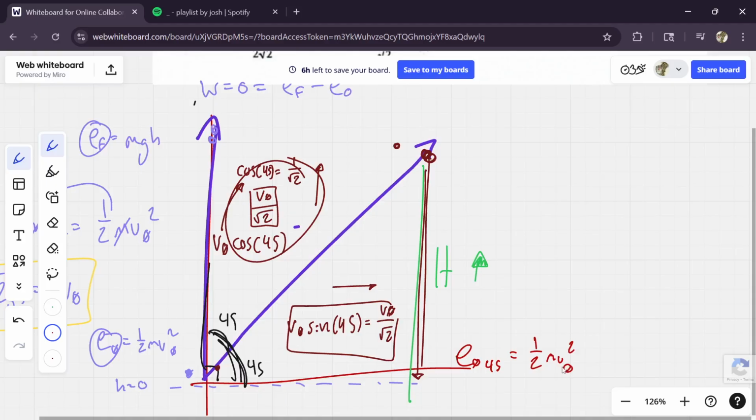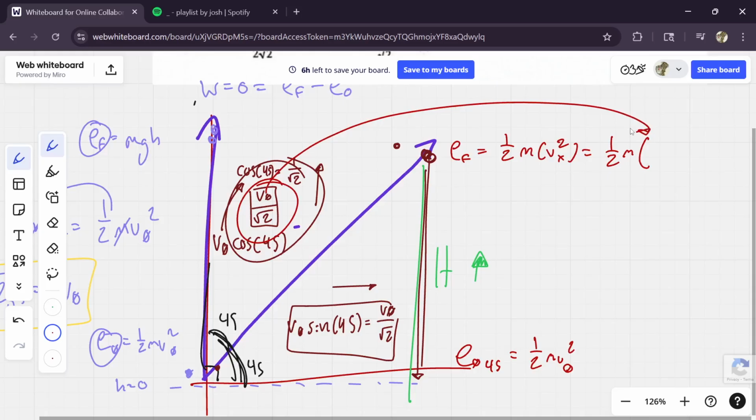Cool. And then at the highest point, we're going to be considering horizontal velocity, right? Because there's no vertical velocity, which means E final is going to be 1/2 m, and then this is going to be Vx squared, so our horizontal velocity specifically. And this is going to be equal to 1/2 m. And then this is where we plug in this cosine. We're going to bring that back over here, right?